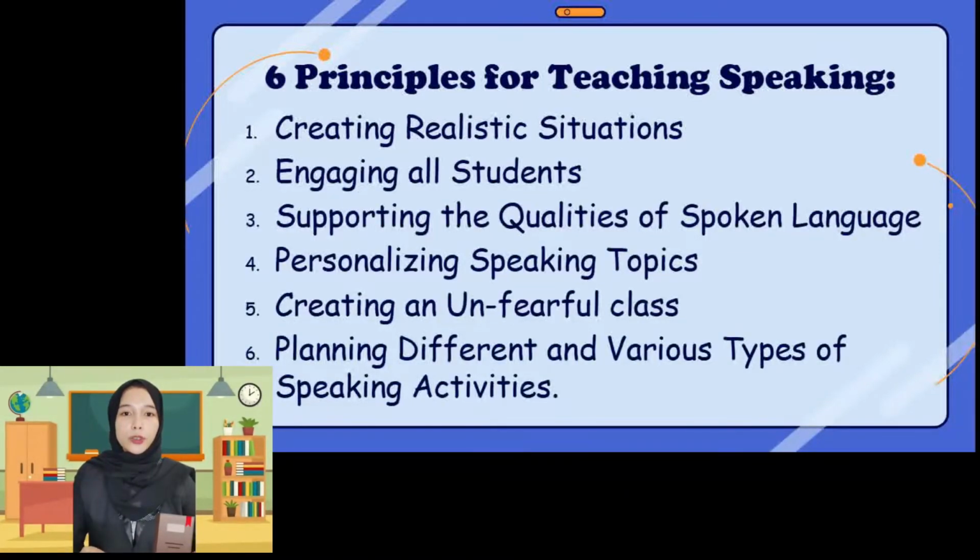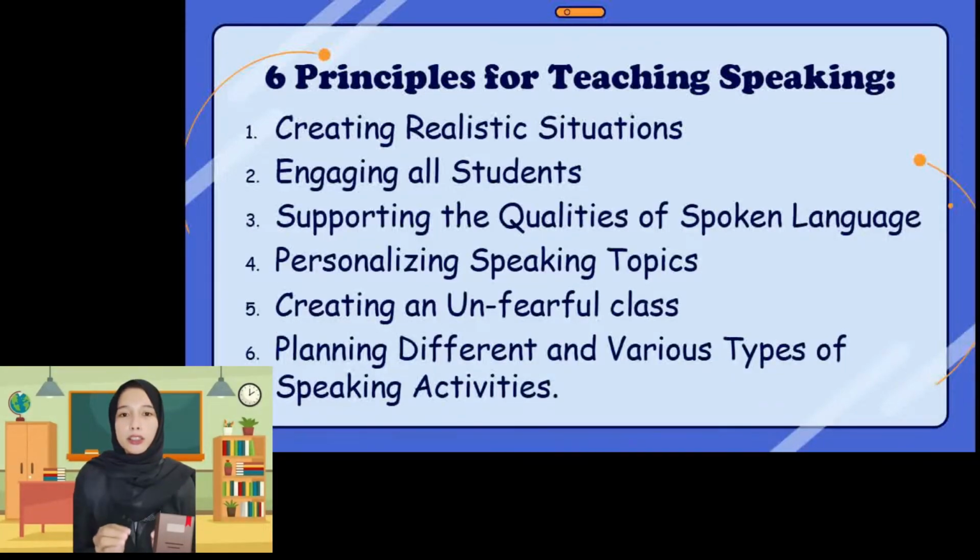So number 4 is personalizing speaking topics. It will be easier for students to speak in a foreign language about topics they are interested in. So personal topics and topics close to their lives. The teacher should think about his students' lives and interests when he plans to teach and develop speaking, right?